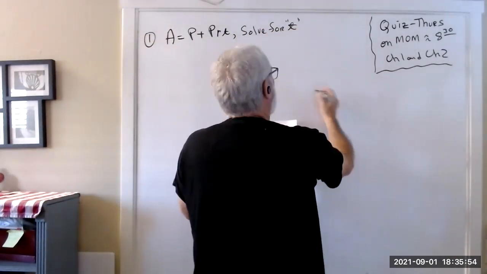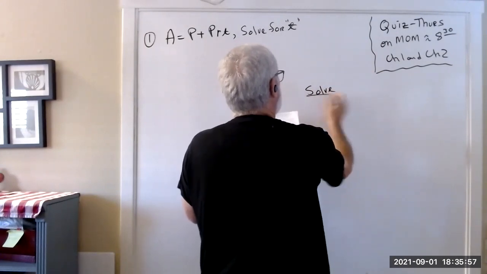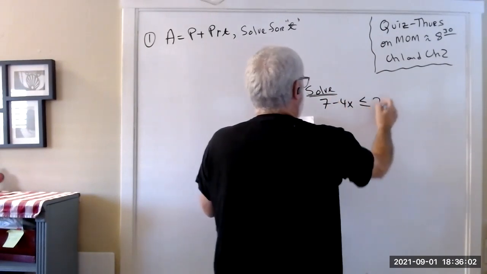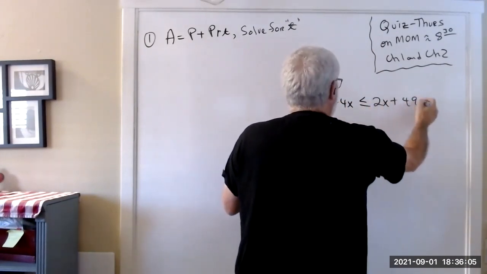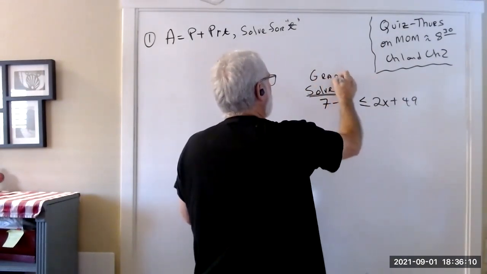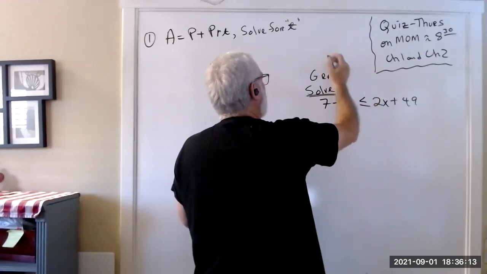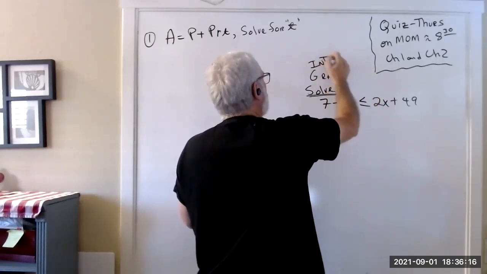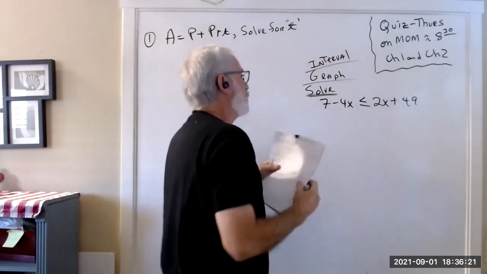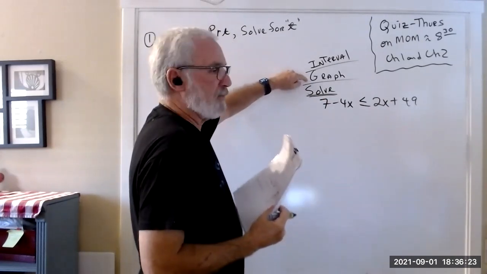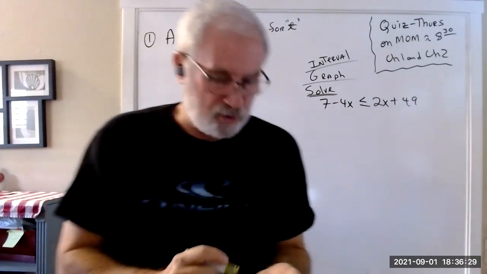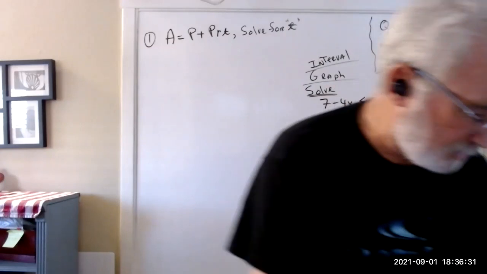I'm going to do a couple, but I want you to solve this. Okay, 7 minus 4x is less than or equal to 2x plus 49. This one I want you to solve. I want you to graph the answer, and I want you to put it in interval notation. So put your final answer in interval notation, graph that answer, and then solve this. Obviously, you're going to solve it first. So I'll stop recording now and give you guys a few minutes.